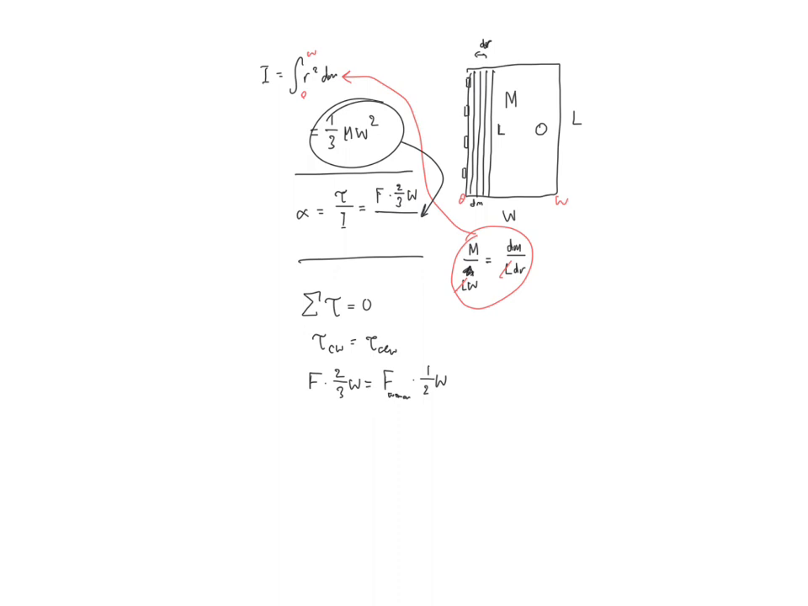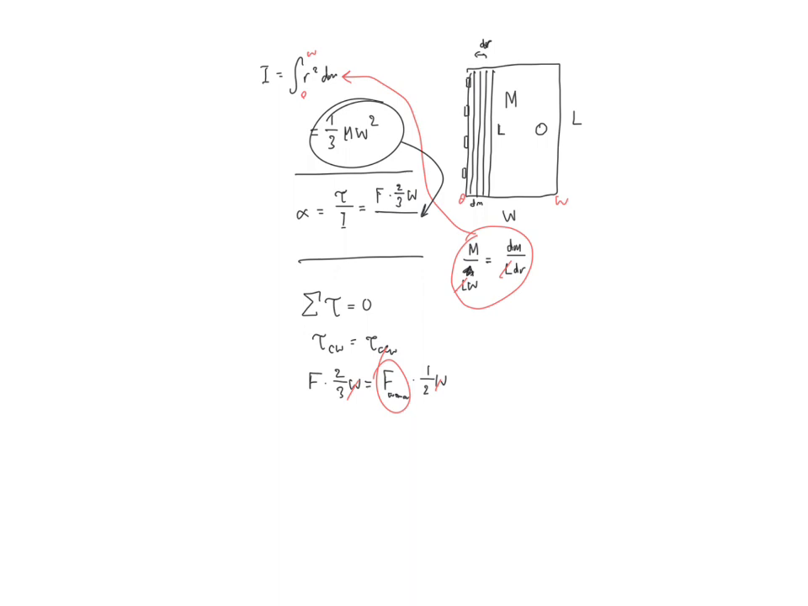Now you can see the W's on both sides cancel out, and you just want to solve for the force exerted by the woman just by multiplying by 2 to get rid of that 1/2. And that'll get you your answer of 4/3 F, or 4F/3.